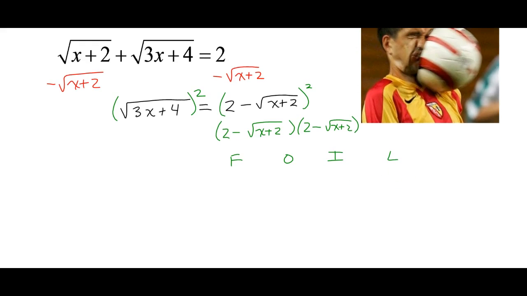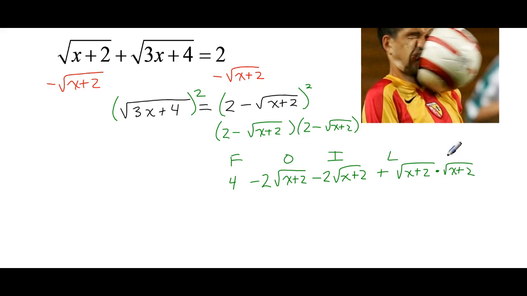So I'm going to very carefully work out first and outside and inside and last and make sure we get it all right. So first would be 2 times 2 is 4. Outside would be 2 times negative square root of x plus 2. So it would be negative 2 square root of x plus 2. And when you do the inside, it's the same thing. So also negative 2 square root of x plus 2. And yes, we'll collect like terms in a second. And then last, we have negative times negative, so it's positive. And you have square root of x plus 2 times square root of x plus 2.